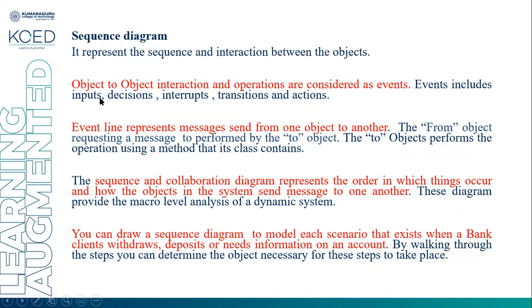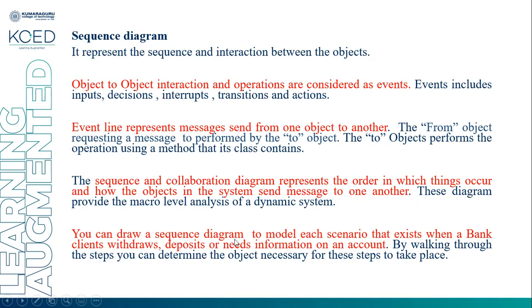Events include inputs, decisions, interrupts, transactions, and actions. An event line represents the messages sent from one object to another object. The from object requests a message to be performed by a to object. The to object performs the operation using a method that it contains. The sequence and collaboration diagram represents the order in which things occur and how the objects in the system send a message to one another. These diagrams provide the macro level analysis of the dynamic system.